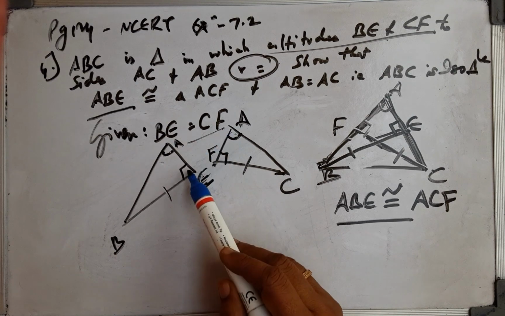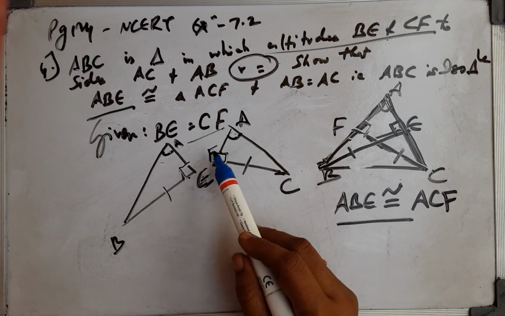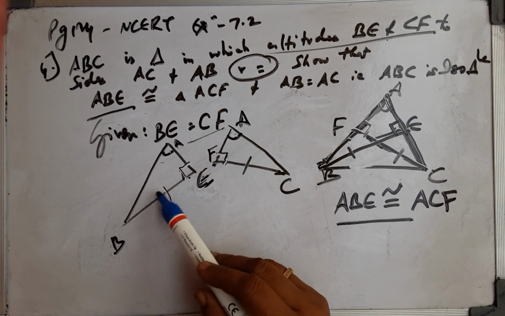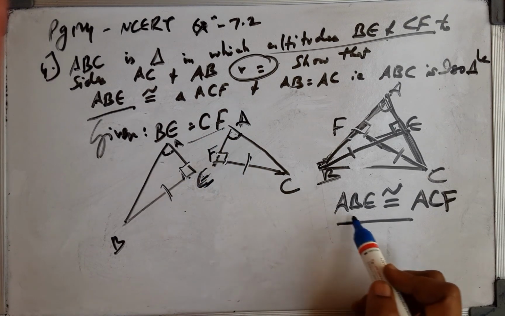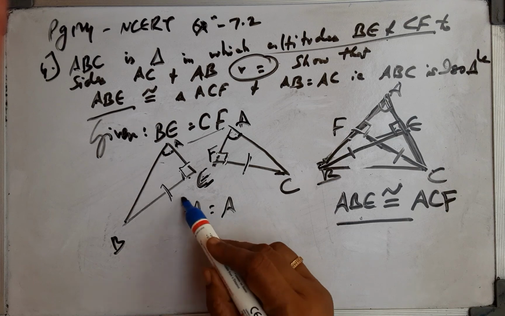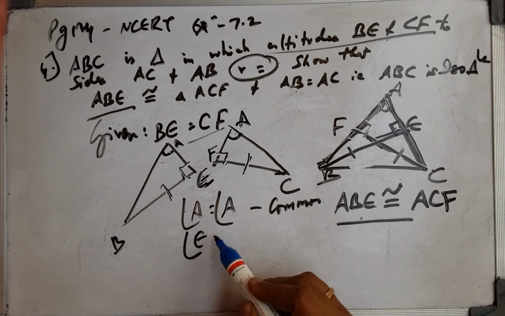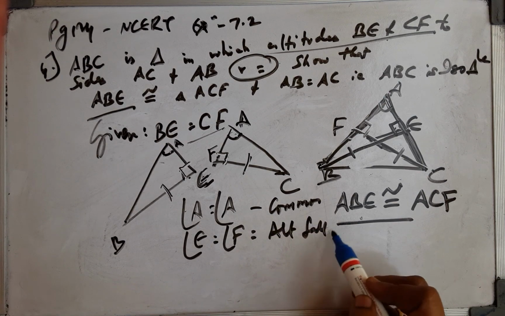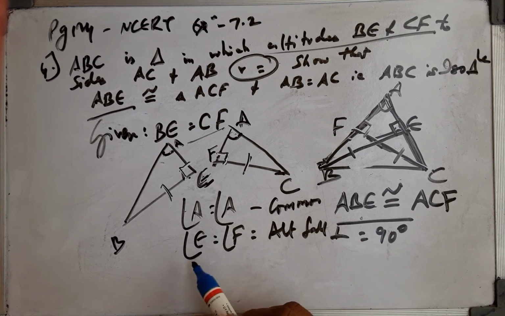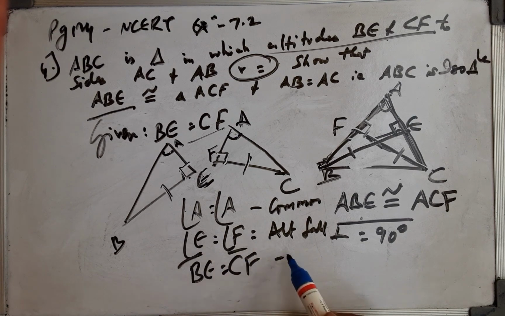as we see, these have a common angle A, and here we have angle E equals angle F because altitudes fall perpendicular to the base, and BE equals CF has been given. Out of this we get congruency: angle A equals angle A, common angle for both triangles; angle E equals angle F, which is altitudes falling as perpendiculars making 90 degrees; and BE equals CF, segments. It has been given in the problem itself.